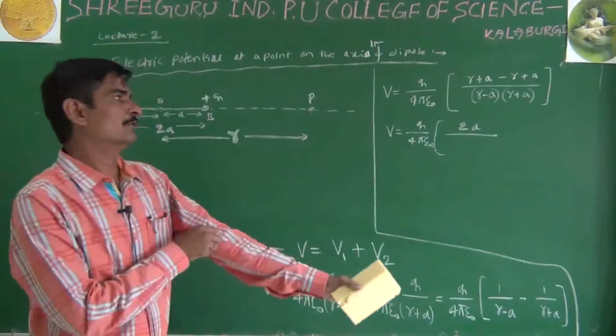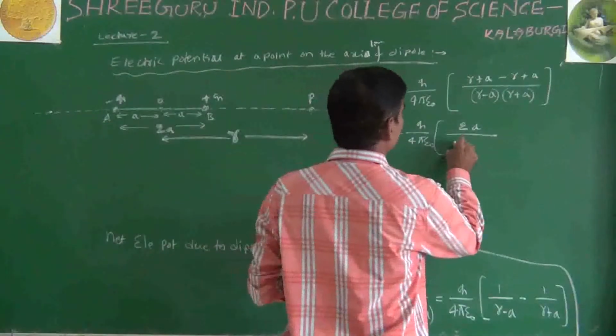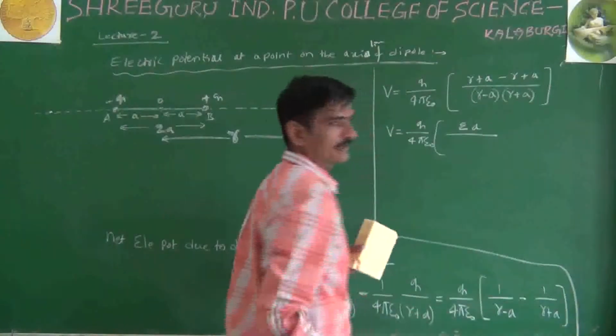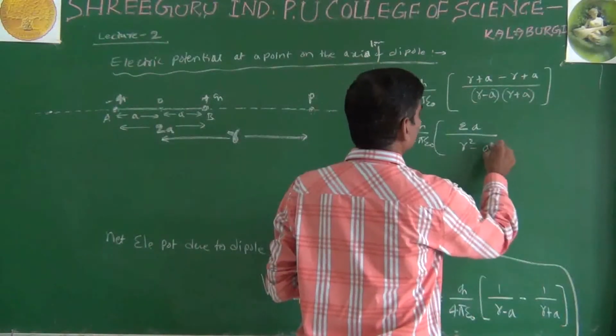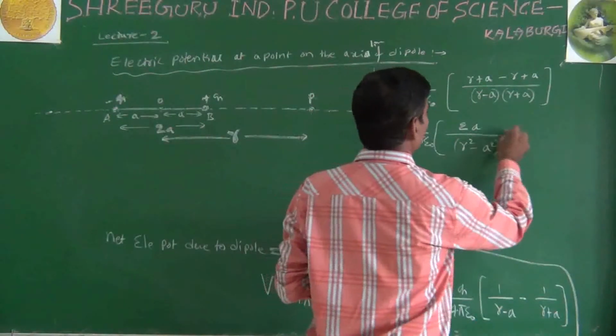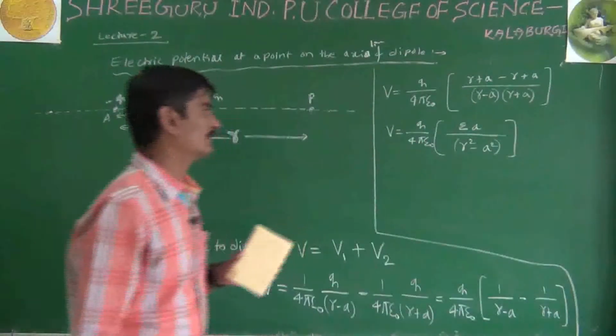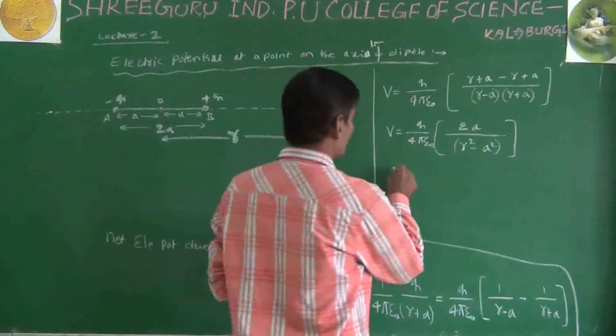A plus B into A minus B. This very simply you can write, or else you can open the bracket and do the simplification. It's all the same thing. R square minus A square. You get R square minus A square. Right. So now further observe this.